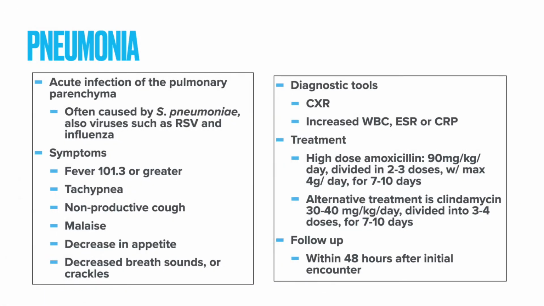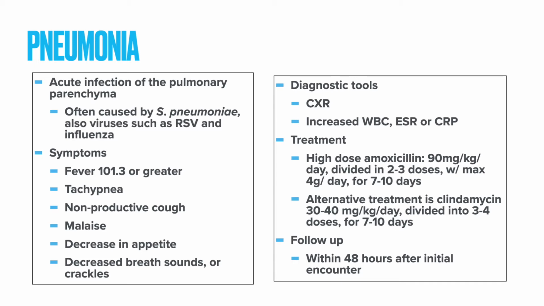All right, so first up, we will discuss community-acquired pneumonia in the pediatric population. Pneumonia is an acute infection of the pulmonary parenchyma, or the portion of the lungs that involves gas exchange, predominantly being the alveoli, and it's potentially a very serious illness.